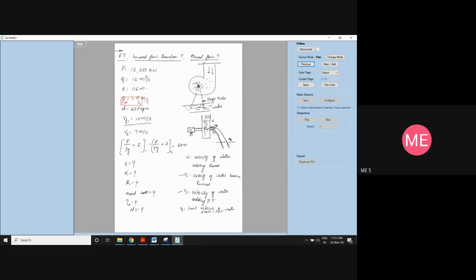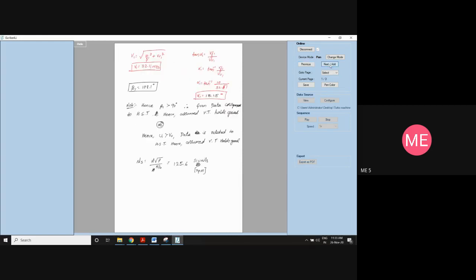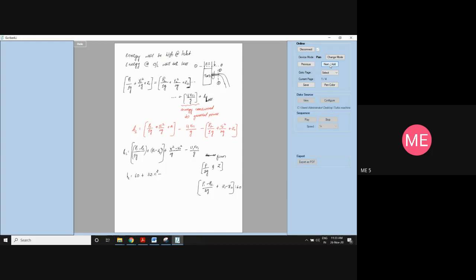He has not given anything about the losses between the turbine and the draft tube, so we'll consider V2 is equal to V3. In that case, what will happen? And V2 is given, no? 7 square by 2 into 9.81 minus of U1, 33.77. So VU1 is 30.5 divided by 9.81. So this is separate. This is separate.